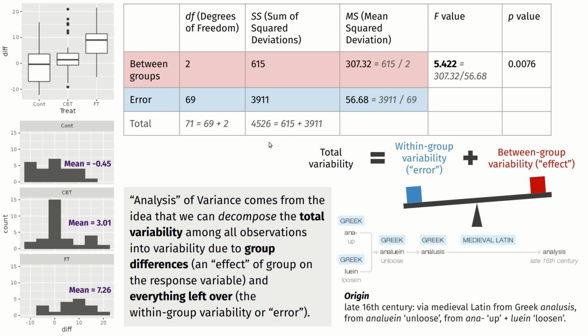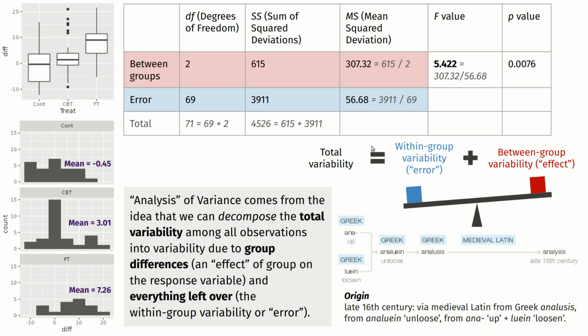And one thing that may have been a little bit mysterious last week is where this name comes from, analysis of variance. Well, that name comes from the idea that we can decompose the total variability among all the observations that we've got into variability due to two sources. On the one hand, group differences, that is to say, an effect of group on the response variable, and then everything left over. So this is what we called within group variability, or what a lot of software packages will call just error.